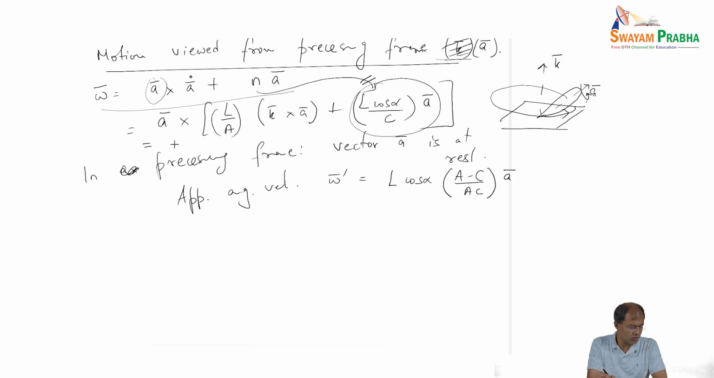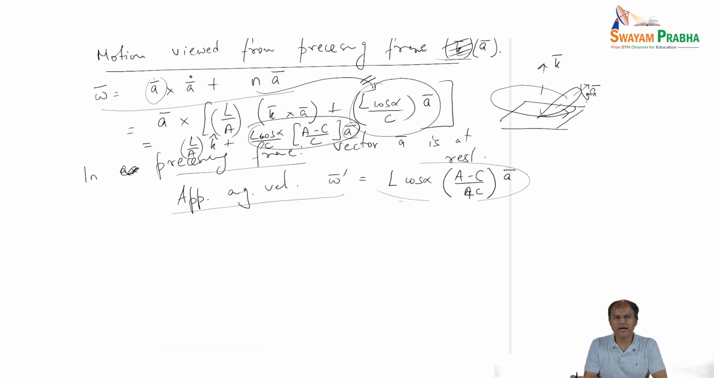So this was also equal to A cross L over A K hat plus L cos alpha by C times A minus C by C A, right? So this is the case. So from here I am just looking at the component which is along this vector A, because that is the apparent angular velocity in the frame A, right? So that is the precessing frame. So in the precessing frame, the angular velocity again is a constant.